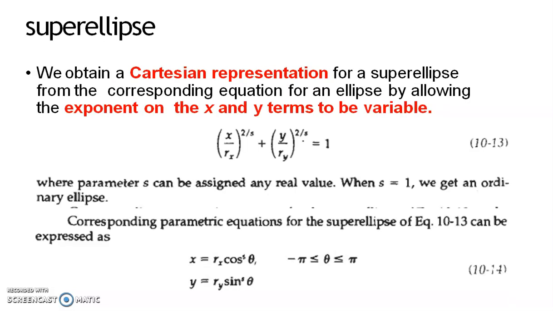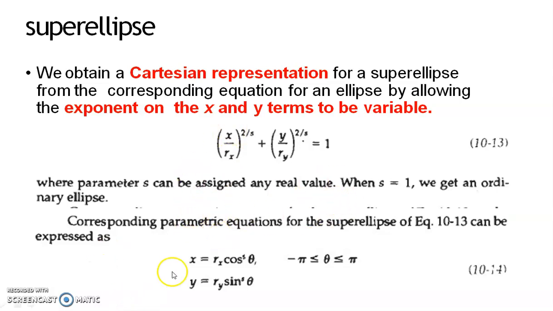In the case of the super ellipse, the Cartesian representation is like this. Here we are using the exponent s. That is x by rx whole raised to 2 by s plus y by ry whole raised to 2 by s equal to 1. The value s can be any real value. If the value of s is 1, then the equation becomes x by rx whole square plus y by ry whole square equal to 1, which is the ordinary ellipse.